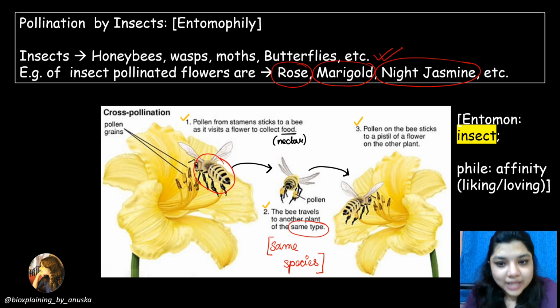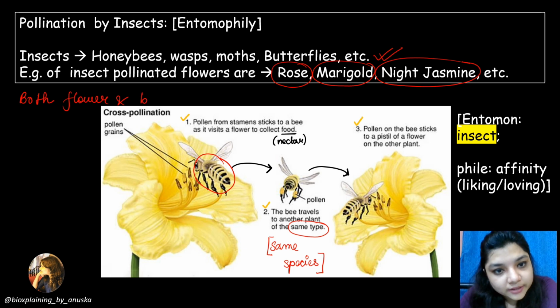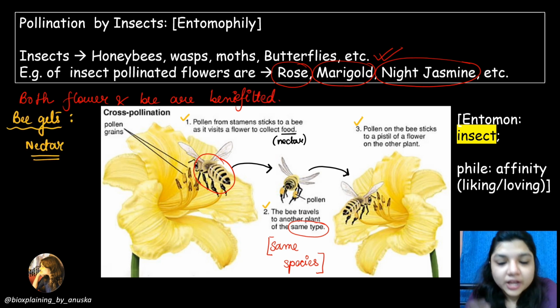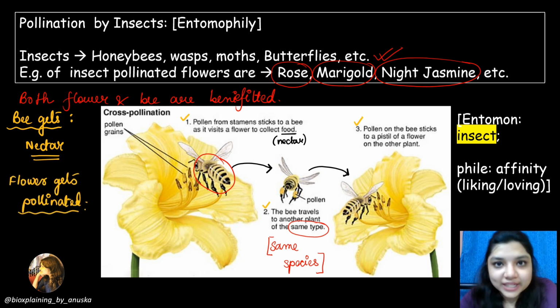So in this way, what happens? Both the flower and the bee are benefited, right? So both flower and bee are benefited. So what kind of benefit do they have? The bee gets nectar, so the bee gets its food from the flower, while the flower gets its pollination done.